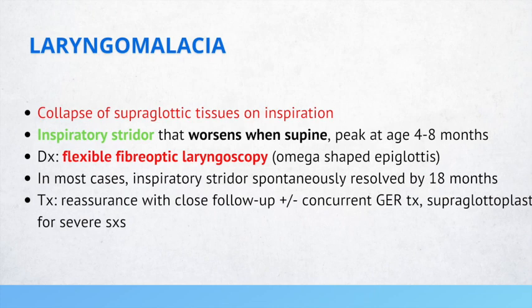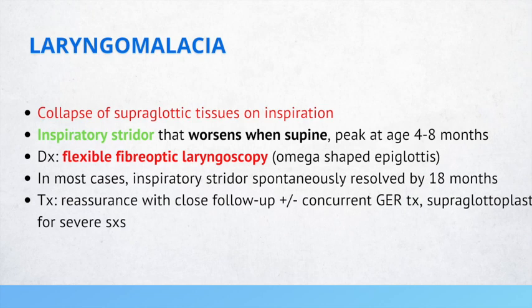To diagnose this condition, you want to do a flexible fiberoptic laryngoscopy. This diagnostic test can show an omega-shaped epiglottis. In most cases, inspiratory stridor spontaneously resolves by 18 months. So the treatment includes reassurance with close follow-up and treating any symptoms of reflux. But if the symptoms are severe, then you may have to consider a supraglottoplasty.